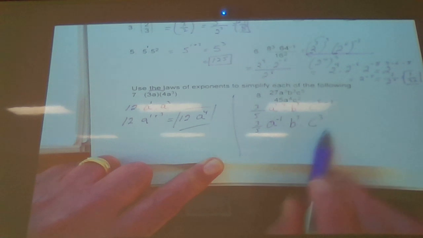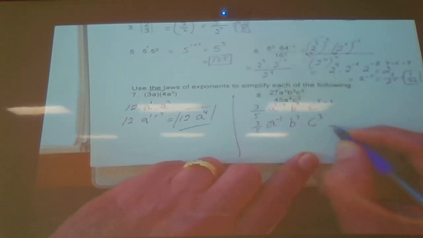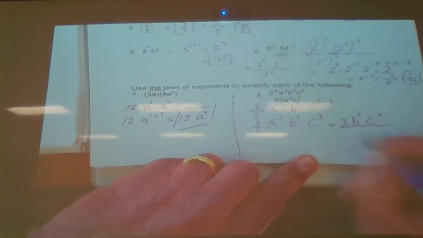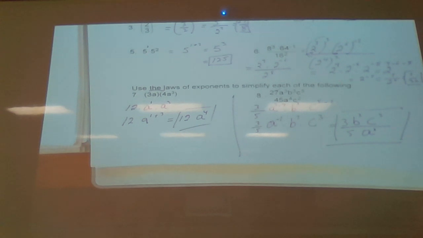So that's good. The only thing I need to take care of is this negative exponent. I'm going to go ahead and flip it and put it on the bottom. So your answer is going to look like this. 3b to the 3, c to the 3, divided by 5, a to the 1, or just a. We go to the next page, number 9.